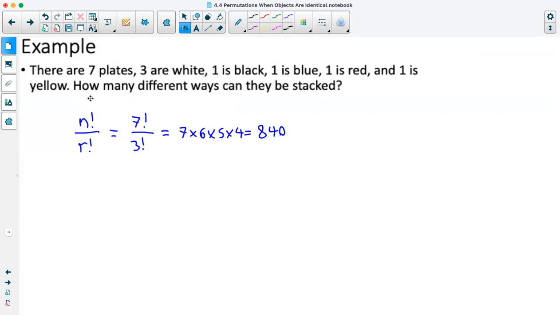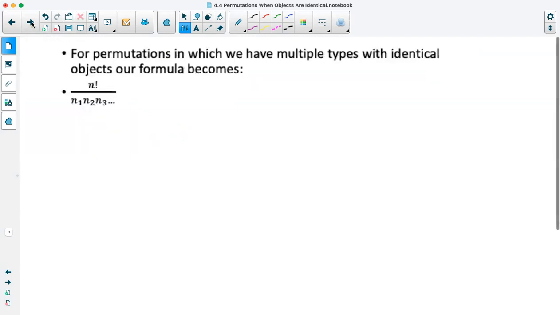Now this is how we would do it if we only have one object that's repeated. But what if, for example, we had 2 black plates, 4 blue plates, 6 red plates? How would we deal with that? That's what we're going to look at next. So if we have multiple items that have identical copies, our formula becomes n factorial over n1 factorial, n2 factorial, n3 factorial, and so on.